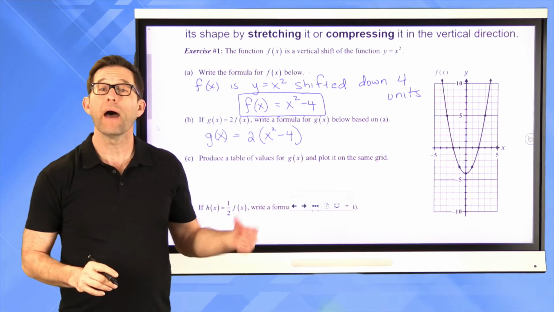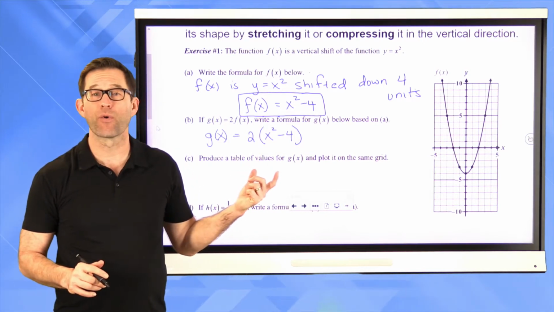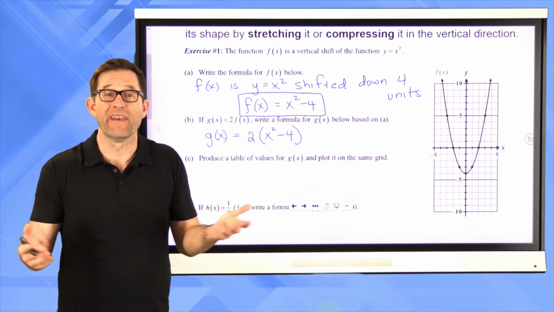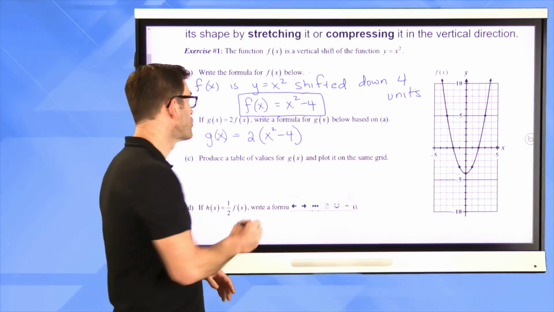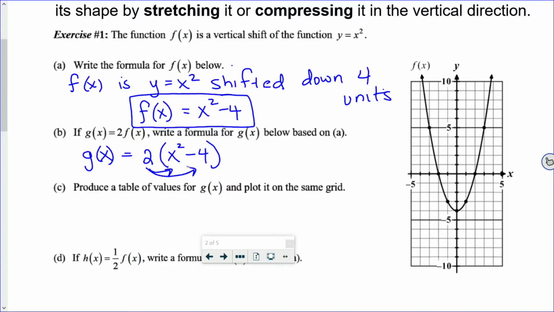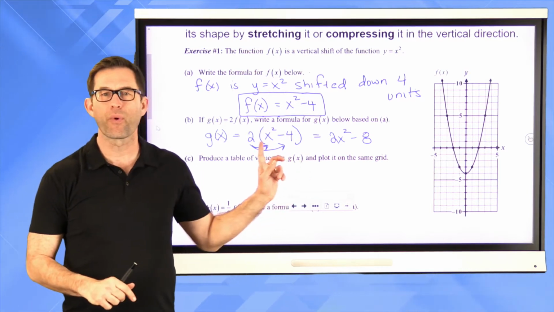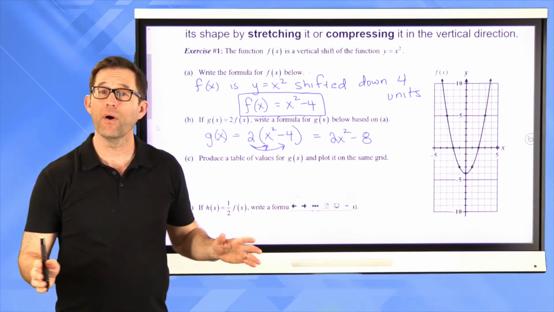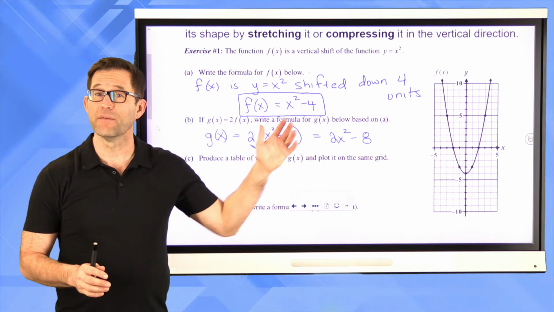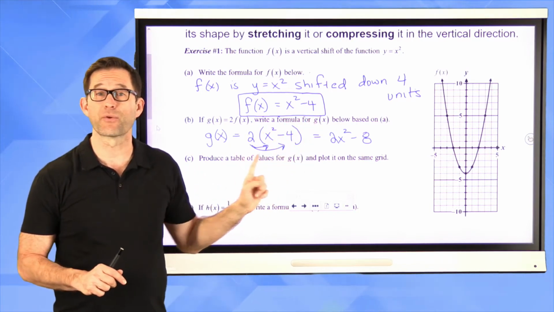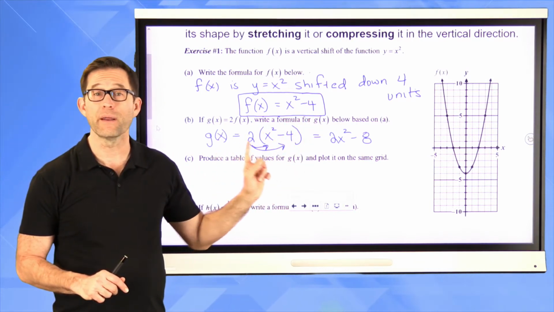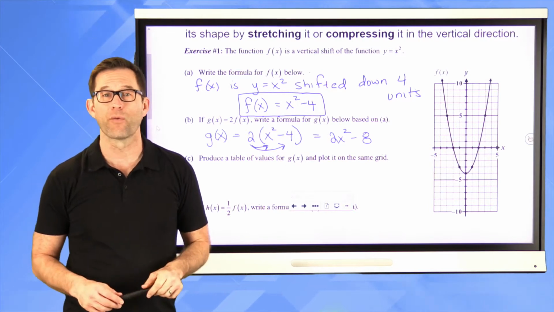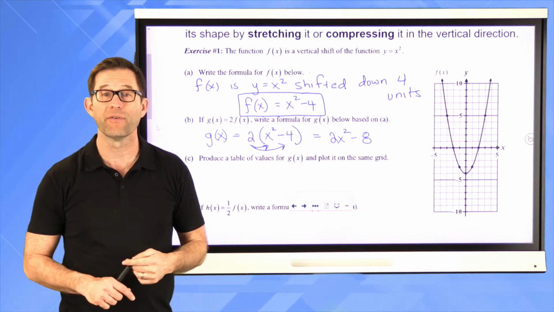That's it. Now, we can make this formula look a little bit nicer by distributing the 2 through the parentheses, in which case g of x is 2x squared minus 8. You should probably get in the habit of doing that, although, to be honest, if they said give a formula for g of x and you stopped right here, I would give you full credit because that is a legitimate formula for g of x based on f of x.